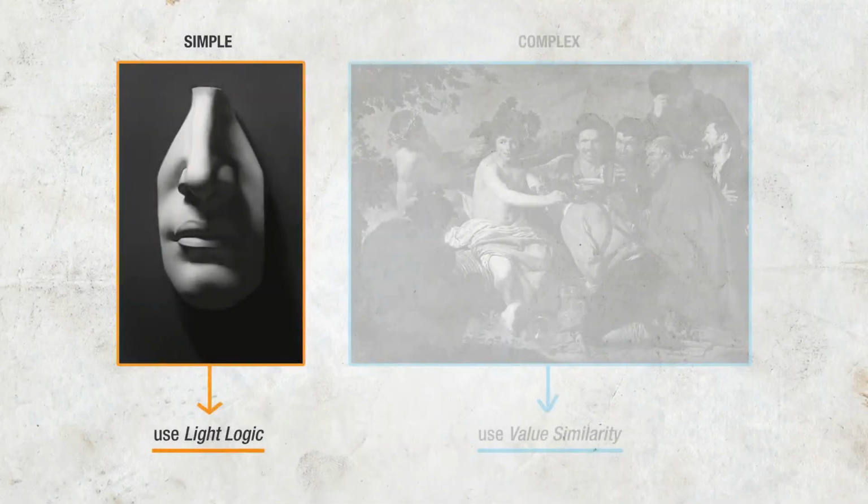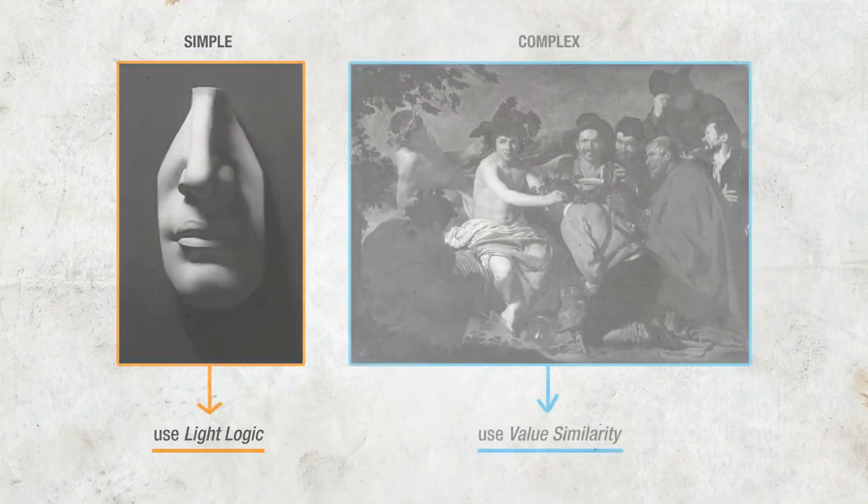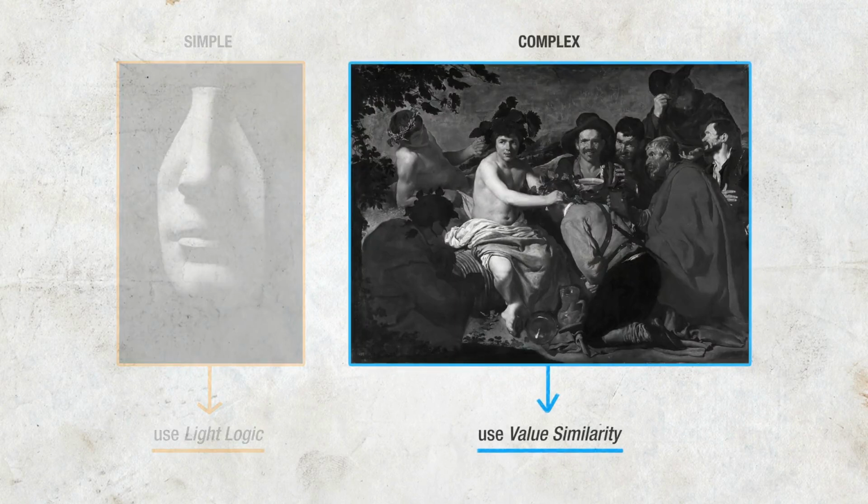Now let's do something a bit more complex, like this painting by Velázquez. As soon as we're dealing with multiple local values, we can't use light logic to make value groups. For example, if you look at the coat of the figure on the right, the light halftones of the fabric are much darker than the light halftones of the skin of the main figure. So the way to go about this is to look for values that are similar to each other, regardless of light logic.